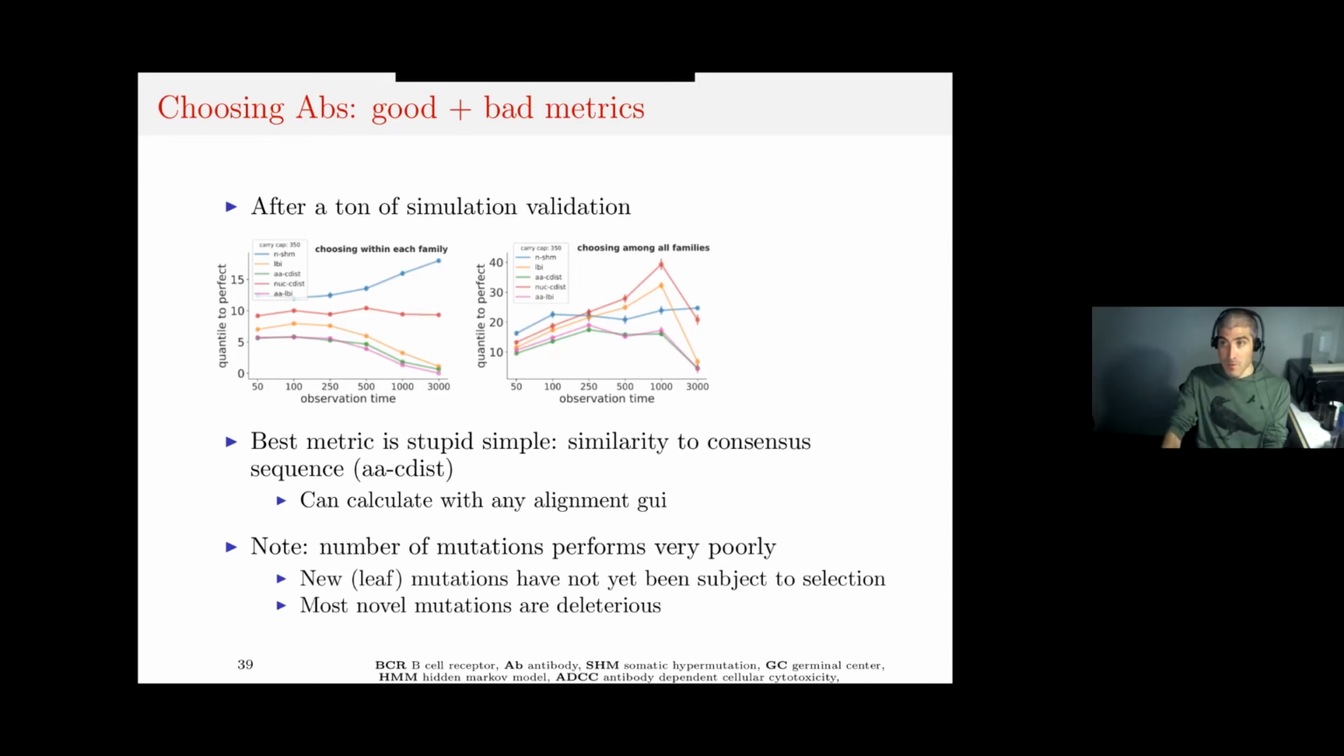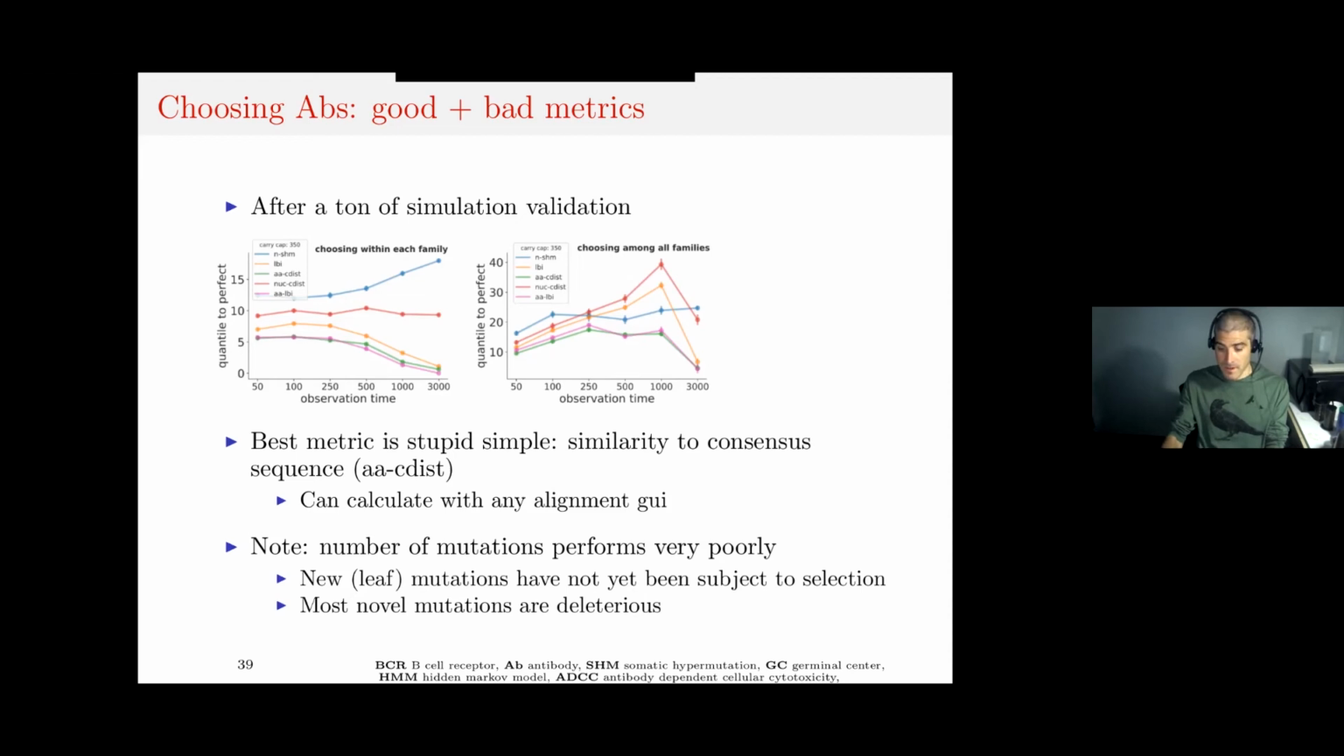The problem is that that statement is different to saying that within any group of antibodies, the ones with the most mutations will have the highest affinity, because the ones that have the most mutations are by definition leaf sequences. So by definition, they have a bunch of novel mutations that have not yet been subject to significant selective pressure. And in any context, most novel mutations are deleterious.